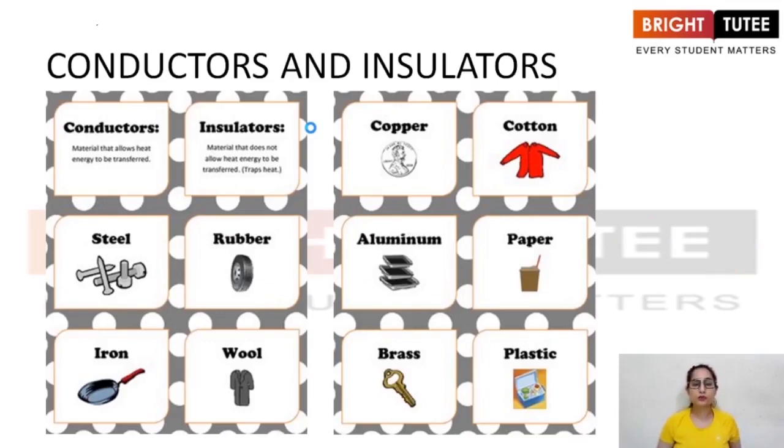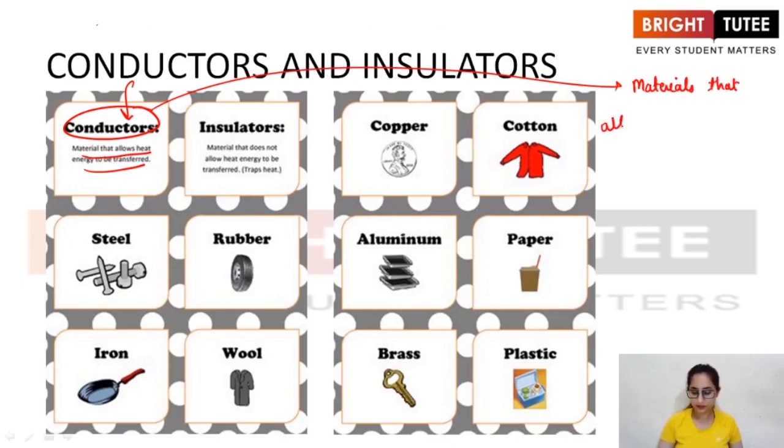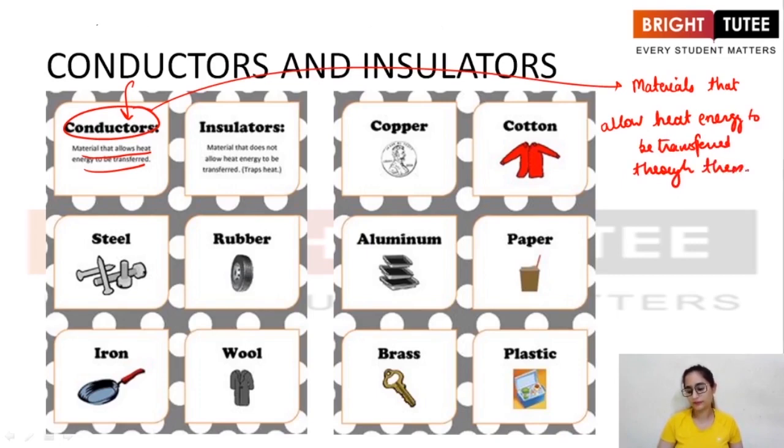Right? So students, what are conductors? Conductors of heat are those materials that allow heat to travel through them. Basically, conductors are those materials that allow heat energy to be transferred. Right? I can write it down here. Materials that allow heat energy to be transferred through them. Alright, these are the substances which allow heat energy to pass through them.